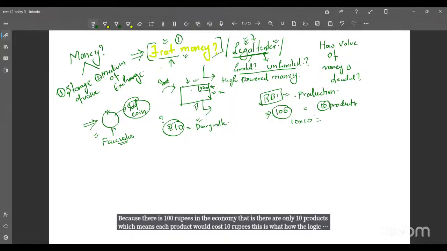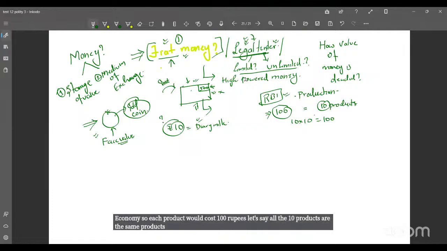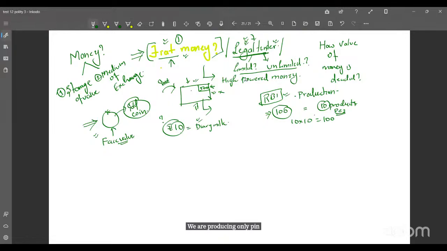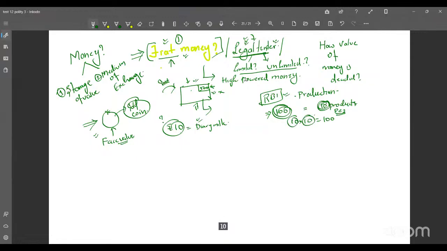This is how the economy works. Let's say all the 10 products are the same. Let's consider 10 pens. In this particular economy, we are producing only pens. Nothing else is produced within this economy. So 10 pens are produced and 100 rupees is printed, which means automatically one pen would become 10 rupees each.